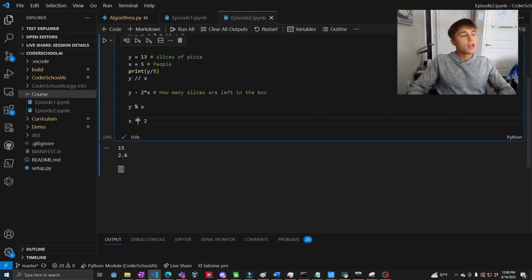Well, what is that really doing? This is just an exponent. If you're not familiar with exponents, it's just saying x times x. And if this was 3, then it would be x times x times x, right? Let's just show that real quick.